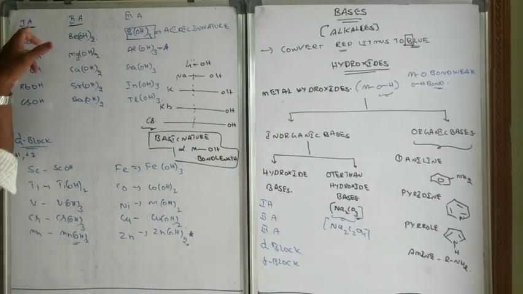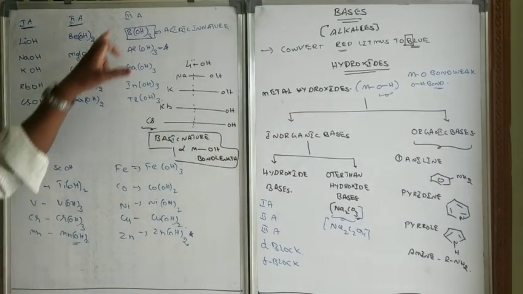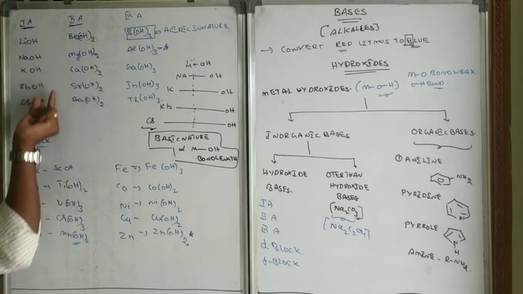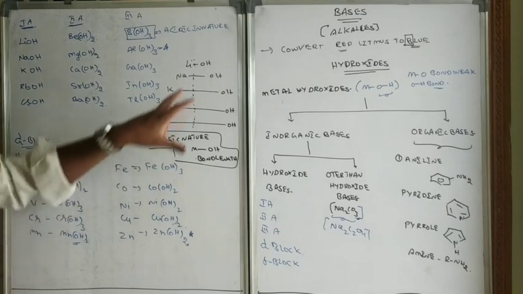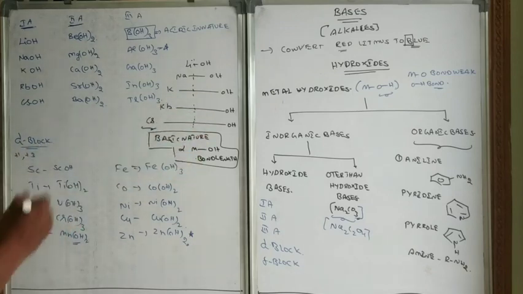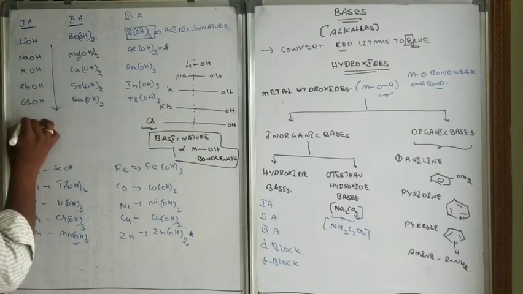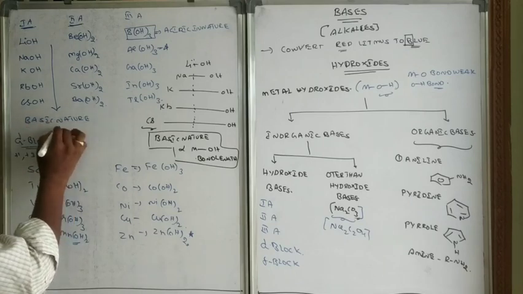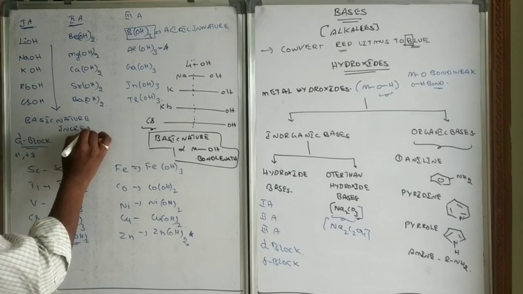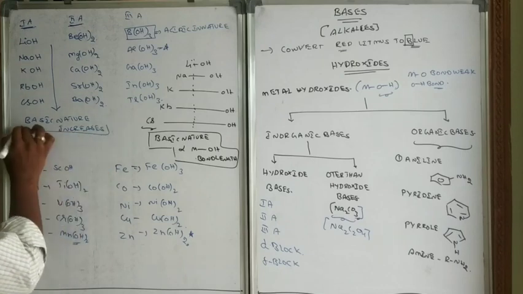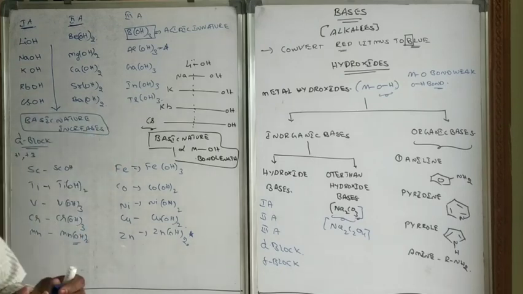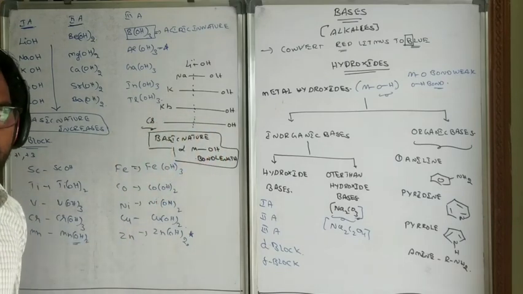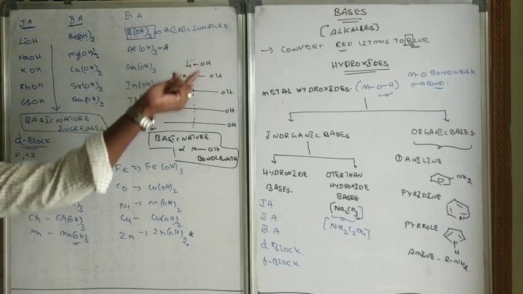Now see, in the first A group elements or second A group elements or third A group elements, any group you take, on moving from top to bottom, the bond length increases, and hence from top to bottom basic nature increases. So basic nature mainly depends on the bond length between the metal and the hydroxy group. So that's why basic nature increases.